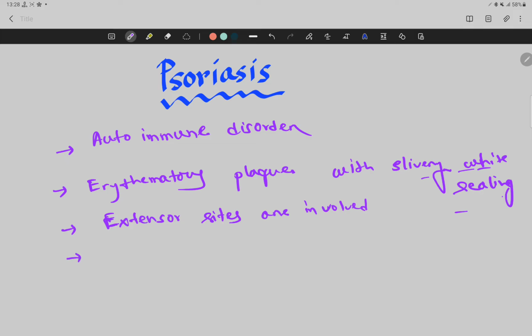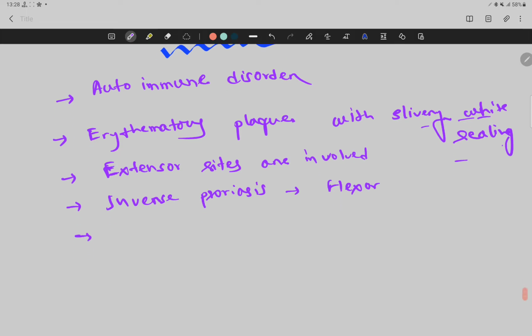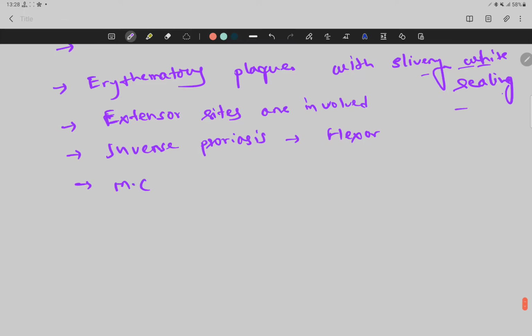But in case of inverse psoriasis, the flexor compartment is also involved. Flexor part involved. Okay. And the most common type of psoriasis is psoriasis vulgaris.